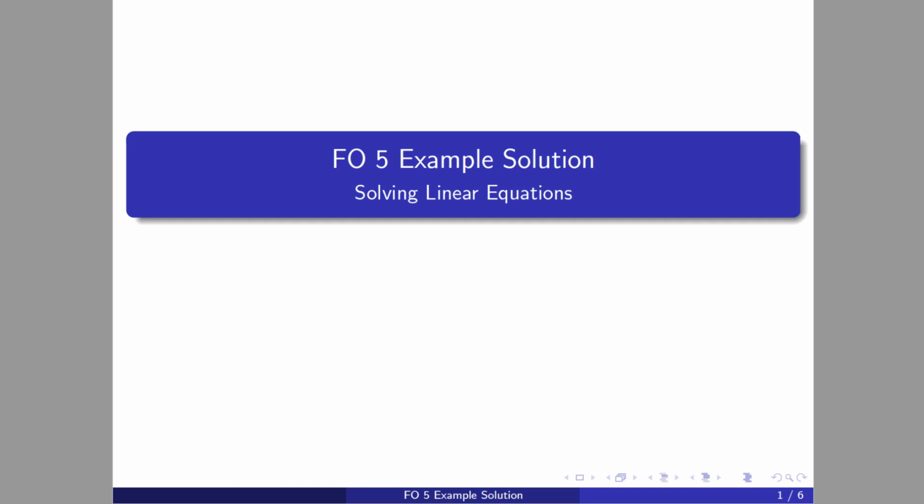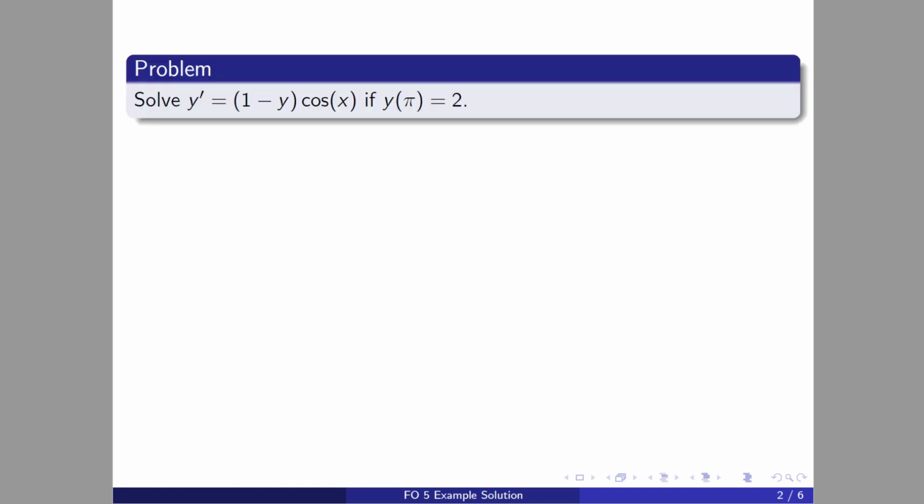In this video, I will be explaining how to solve linear equations. This will correspond to standards FO4 and FO5. Without further ado, let's get in. The problem we'll be solving is y prime equals 1 minus y, all times cosine of x, with the initial condition that y of pi equals 2.